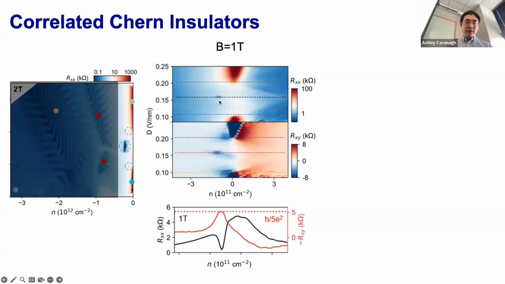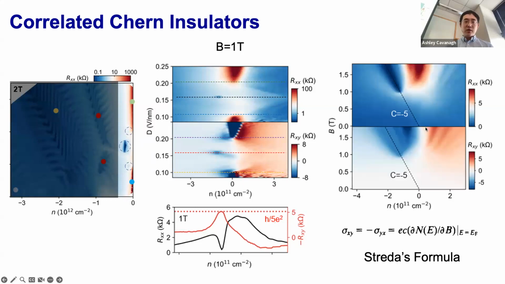And you have a dip here in RXX, and you have some blob features in the RXY channel. If you do a line cut through this dot in the middle at about 0.16 volt per nanometer displacement field, you find your RXX is a dip almost to zero, and your RXY is quantized at like h/5e squared. So this tells you there's some state that has a Chern number 5 in it.